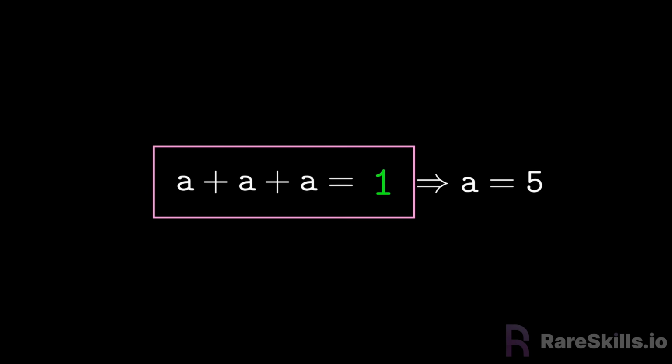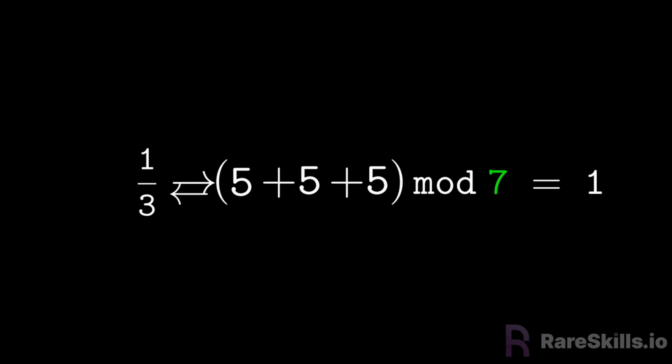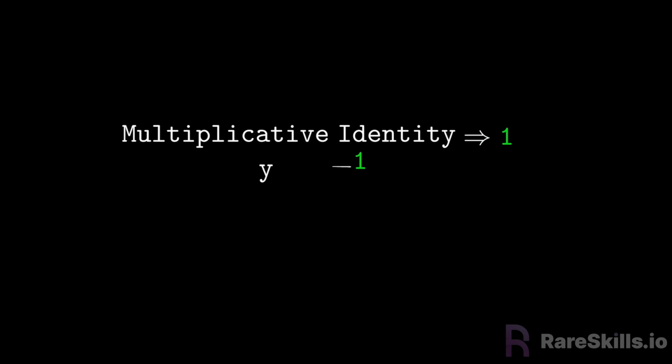Therefore, 5 is 1/3 when we do arithmetic modulo 7. 1/3 maps to 5 because 5 behaves like 1/3. If you add 5 to itself 3 times modulo 7, you get 1. Similar to the additive identity, there is also a multiplicative identity. It is the number 1. That's because any number multiplied by 1 is the original number, and 1 multiplied by 1 is also 1. This is similar to how if we add 0 to any number, we get the original number.